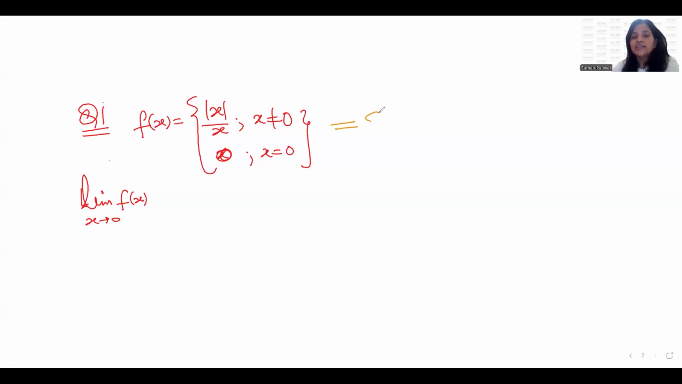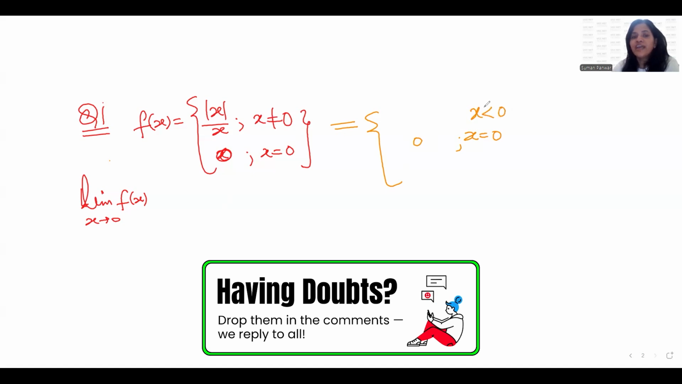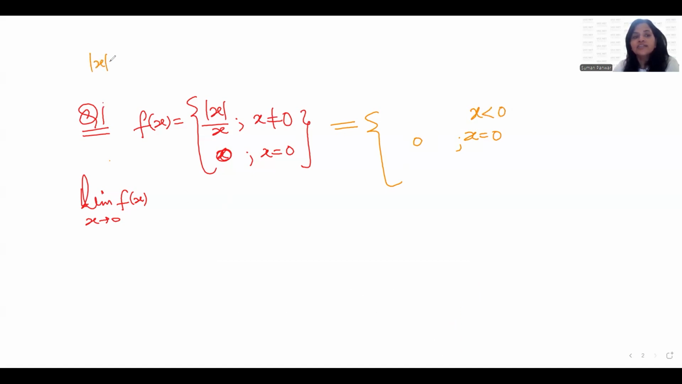So when x equals 0, the function is 0. When x is negative, we all know that mod x is equal to minus x, so mod x upon x will be minus 1. And when x is positive, mod x is equal to x, so mod x upon x, which is x upon x, will be equal to 1. So this is my function. On the left of 0, it is minus 1. At 0, it is 0. When x is positive, it is 1.